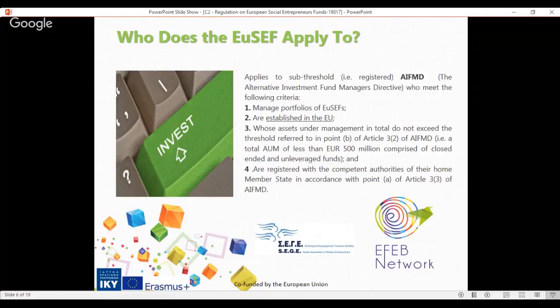Who does the European Social Entrepreneurs Fund apply to? They apply to sub-threshold, for example, registered AIFMD, the Alternative Investment Fund Managers Directive, managers who meet the following criteria. They manage portfolios of European social enterprise funds, are established in the European Union, whose assets under management in total do not exceed the threshold referred to in point B of Article 3.2 of the Alternative Investment Fund Managers Directive. For example, it's a total AUM of less than 500 million euros, comprised of closed-ended and unleveraged funds, and are registered with the competent authorities of their home member state in accordance with point A of Article 3 of the AIFMD.